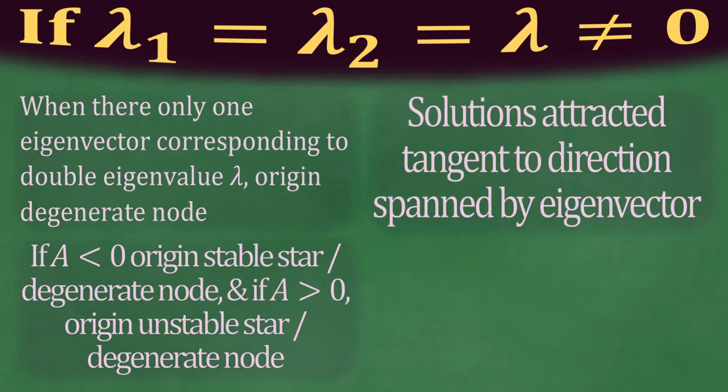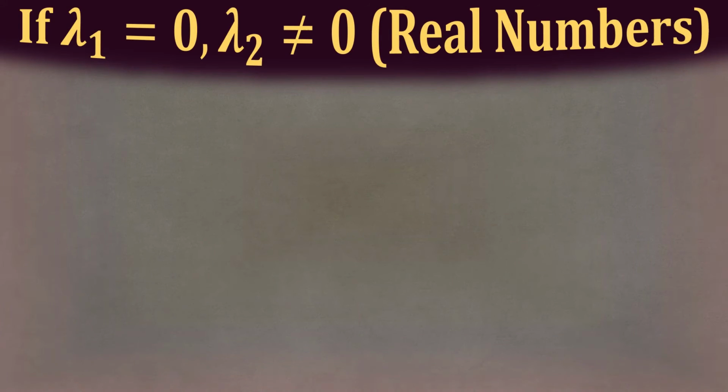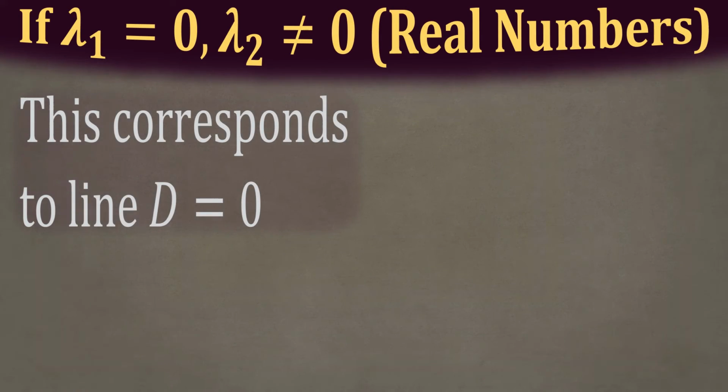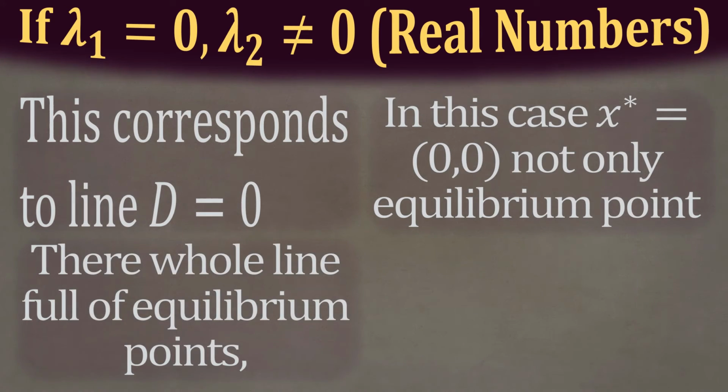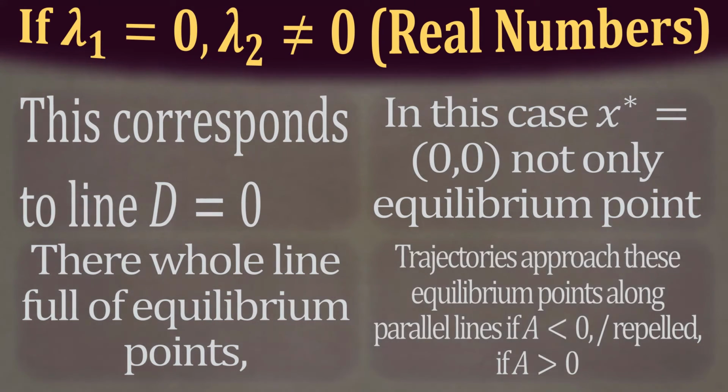If λ1 equals 0 but λ2 does not equal 0 but is still a real number, this corresponds to the line d equals 0. In this case, x star equaling (0, 0) is not the only equilibrium point. There is a whole line full of equilibrium points, and the trajectories approach these equilibrium points along parallel lines having the same direction as v2 if λ2 is negative, or are repelled if λ2 is positive.